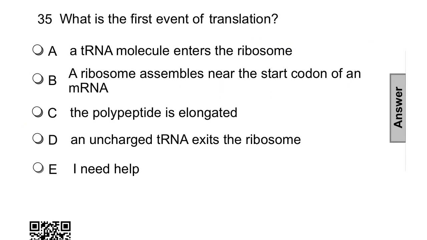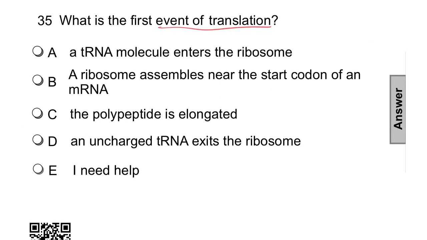What is the first event of translation? Well, at the start codon, a tRNA molecule enters the ribosome. Well, a ribosome assembles near the start codon. The polypeptide is elongated. No, that's not the first. An uncharged RNA. What do you mean uncharged? You mean a tRNA without an amino acid? That's not true. A ribosome assembles near the start codon of an mRNA.